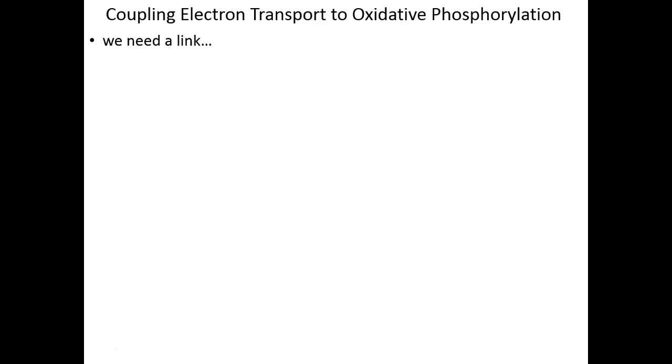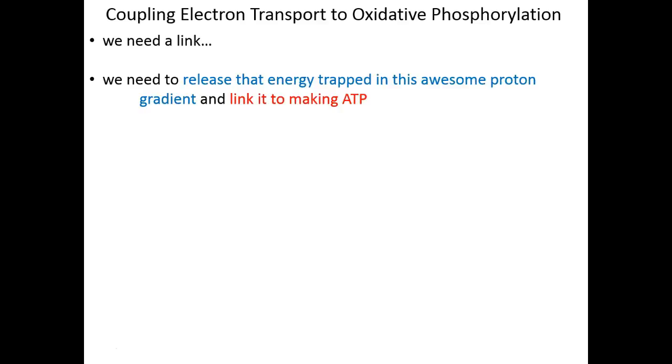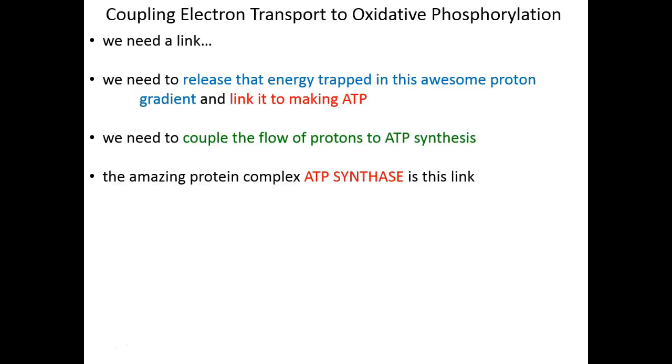How are we going to link that potential energy to making ATP? We need something that will allow that potential energy of the proton gradient to be released into kinetic energy and simultaneously trap that kinetic energy and use it to make ATP. Said more simply, we need a way to couple the physical flow of protons across the inner mitochondrial membrane to ATP synthesis. And believe it or not, a single protein complex is that link.